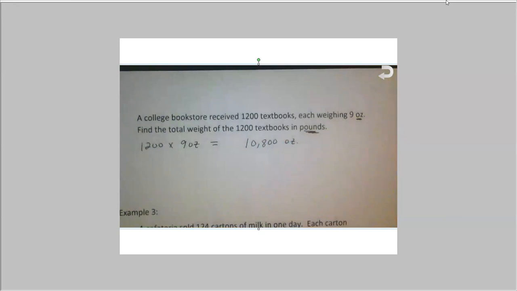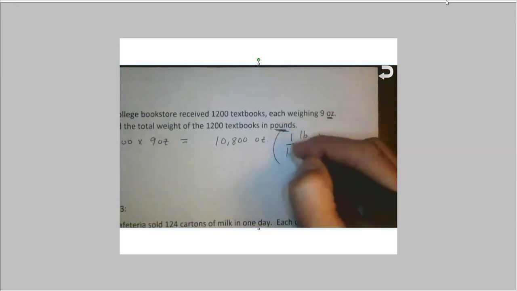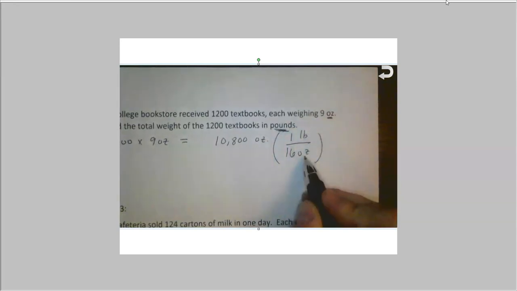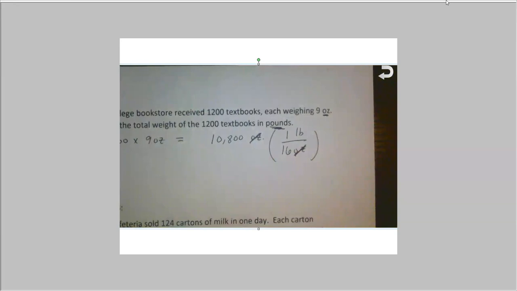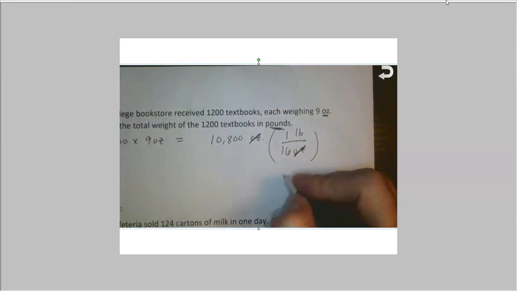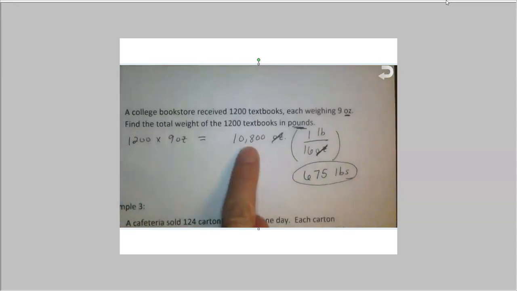Okay. Now I want to convert from ounces to pounds. So 1 pound is 16 ounces. This goes on the bottom so that it can cancel diagonally with that unit of measure. Pounds is the only thing left over. 10,800 times 1 divided by 16. Okay. 10,800 divided by 16 actually is going to divide evenly at 675 pounds. Okay. So we had to do one step, use that information, convert it to get another answer.